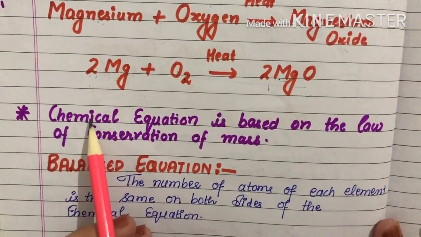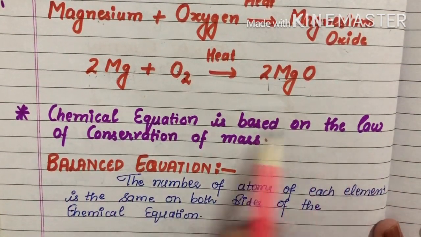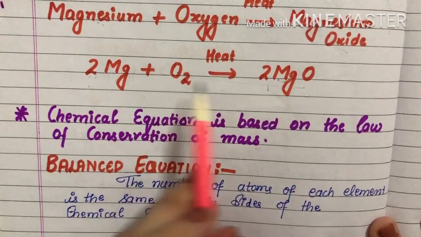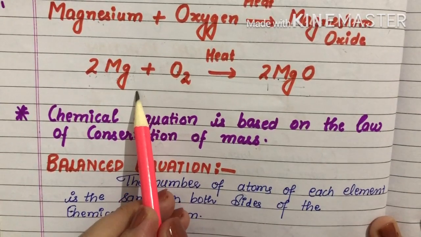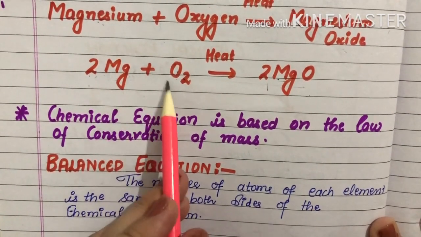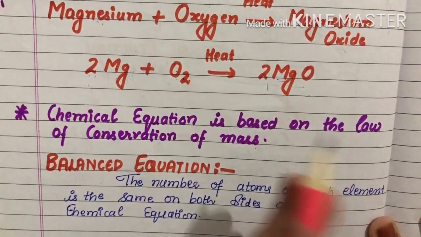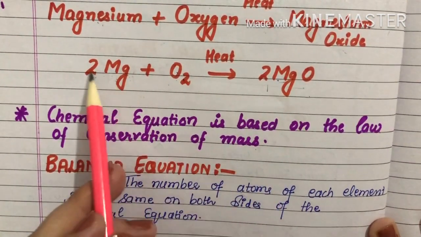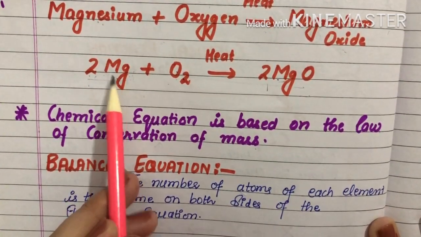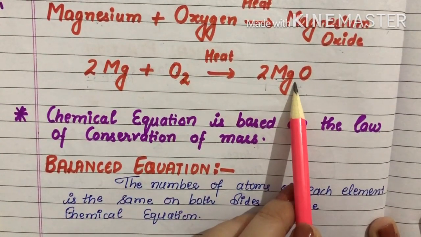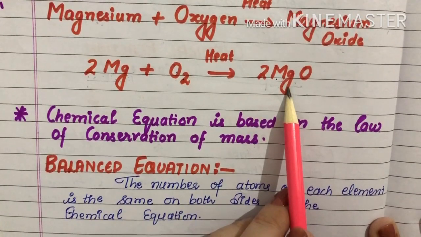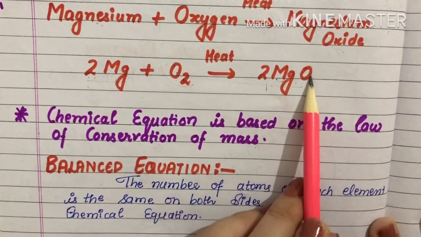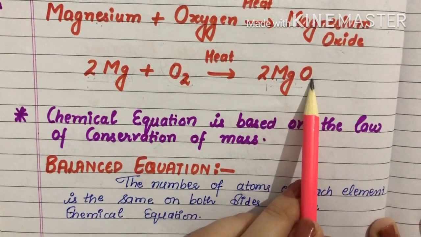Next, a chemical equation is based on the law of conservation of mass. It means the mass on both sides remains the same; mass can never be created or destroyed. If there are two magnesium atoms, then on the product side there are also two magnesium atoms. If there are two oxygen atoms, then on the product side there are also two oxygen atoms.